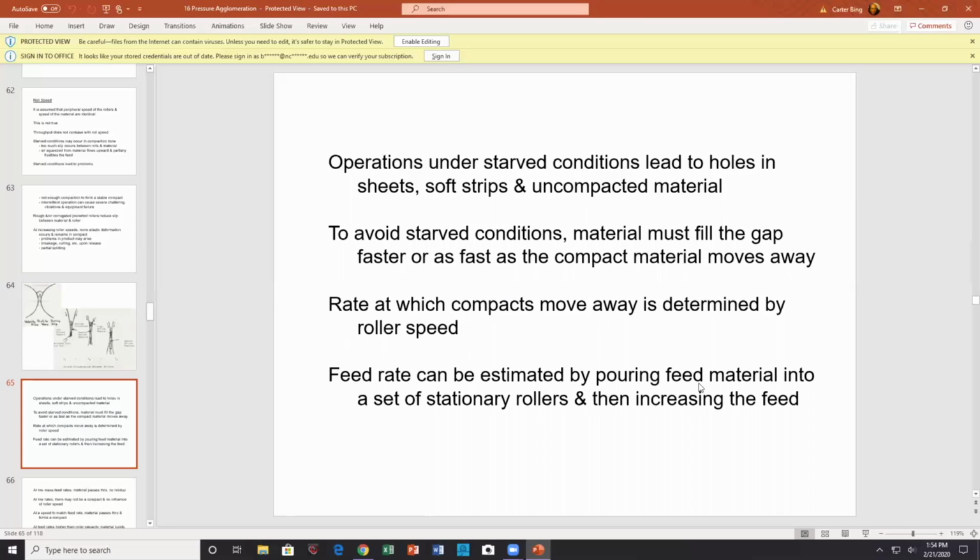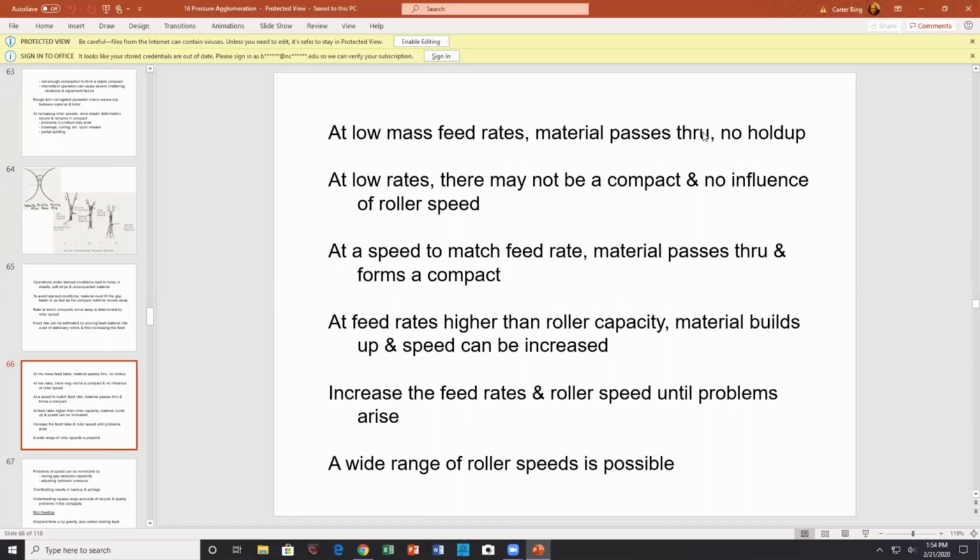Feed rate can be estimated by pouring feed material into a set of stationary rollers and increasing the feed. At low mass flow rates, material passes through, no hold up. At low flow rates, there may not be a compact, no influence of roller speeds. At a higher speed to match feed rate, the material passes through and forms a compact. At still higher feeds, the roller capacity is exceeded and material builds up, which means the speed can be increased. Increase feed rates and roller speeds until problems arise. So it gives you the conclusion that a wide range of roller speeds are possible.